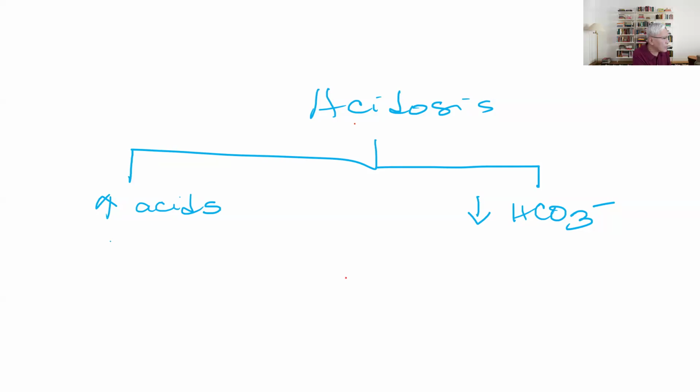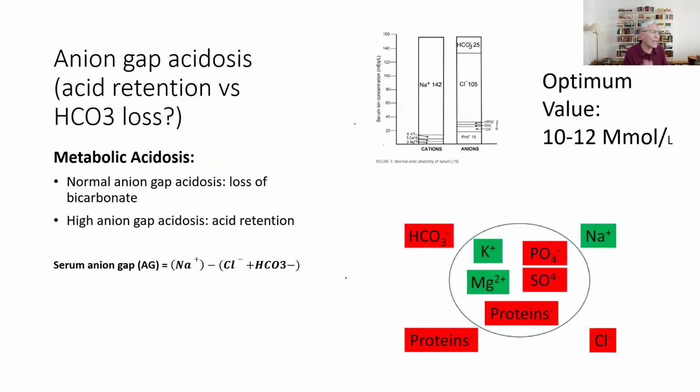Now, diabetic ketoacidosis results from an increase in acids. So in order to detect what kind of acidosis you're having, you need to look at the laboratory value known as your anion gap. So let's explain what anion gap is.